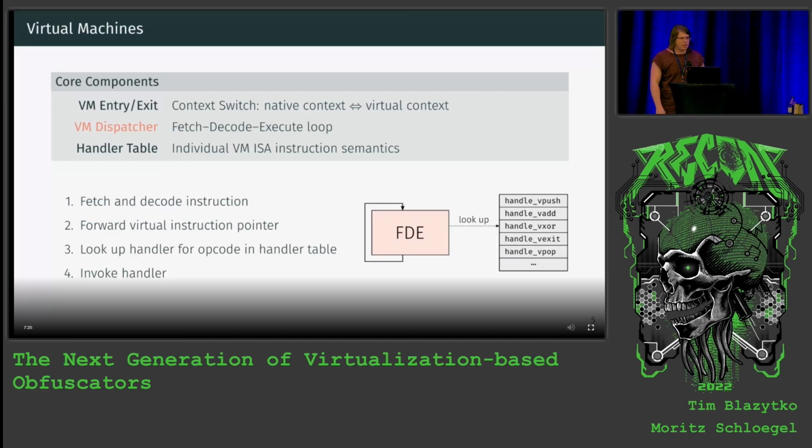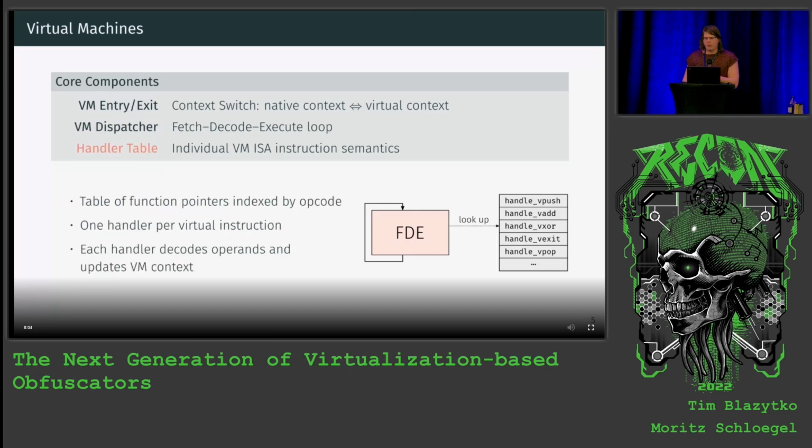Then we have the VM dispatcher. The VM dispatcher is the fetch, decode, execute loop of this interpreter. It basically reads or fetches some bytes from the bytecode and decodes the instruction. Then it forwards the virtual instruction pointer. It looks up the handler, the opcode, in the handler table, and directs the control flow to the handler. The handler itself is some implementation of the virtual instruction set, like it performs an addition, a multiplication, or an XOR, or something like that. So we basically invoke the handler.